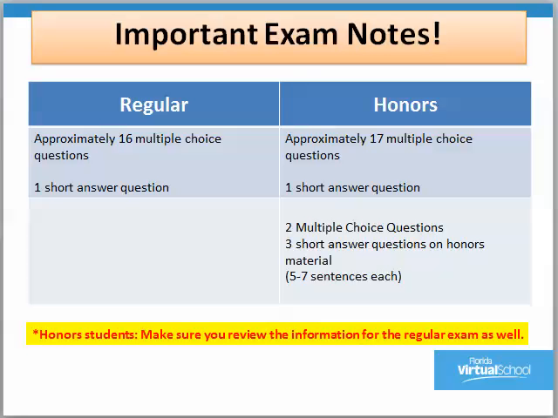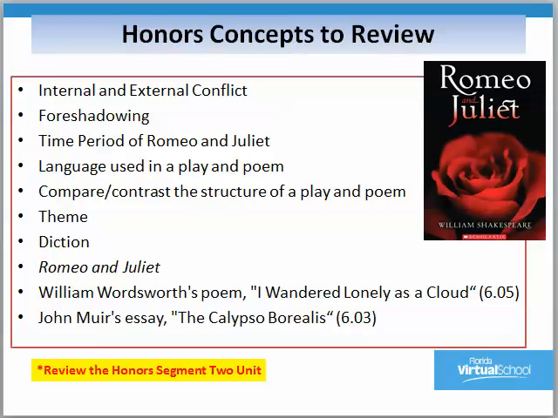So a couple of important notes. You will be covering the same material that's on the regular exam in addition to the honors material from the course. So you will be doing approximately 17 multiple choice questions and one short answer on the regular portion of the class. And then additionally, you will be completing 2 multiple choice questions with 3 short answers that will be covering the honors material. So make sure you do review the regular portion of the class as well as the honors section. And here we go.